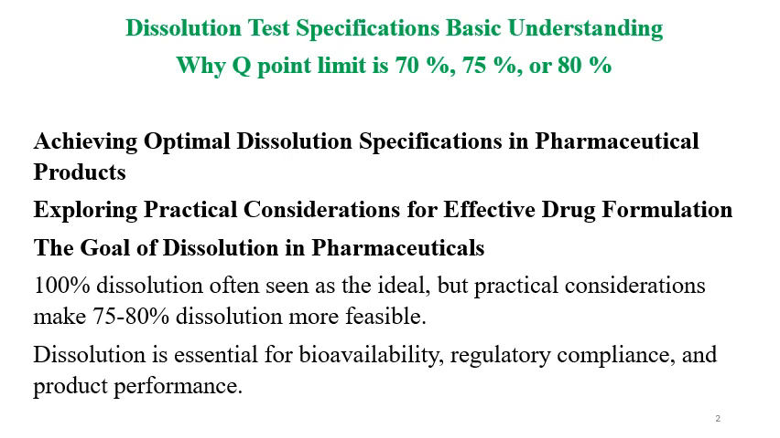100% dissolution is often seen as the ideal, but practical considerations make 75 to 80% dissolution more feasible. As I have mentioned, 100% label claim should get dissolved, but generally 70 to 80% is the feasible one. Dissolution is essential for bioavailability, regulatory compliance, product performance, and quality control.